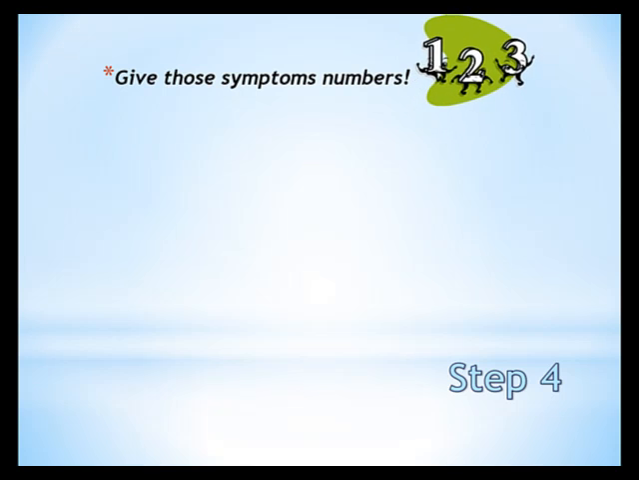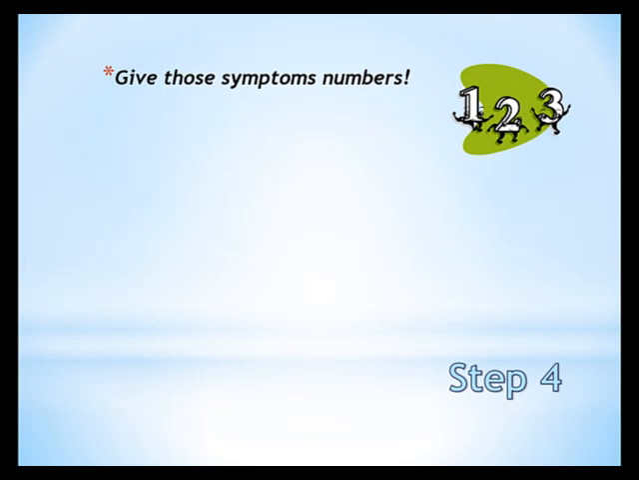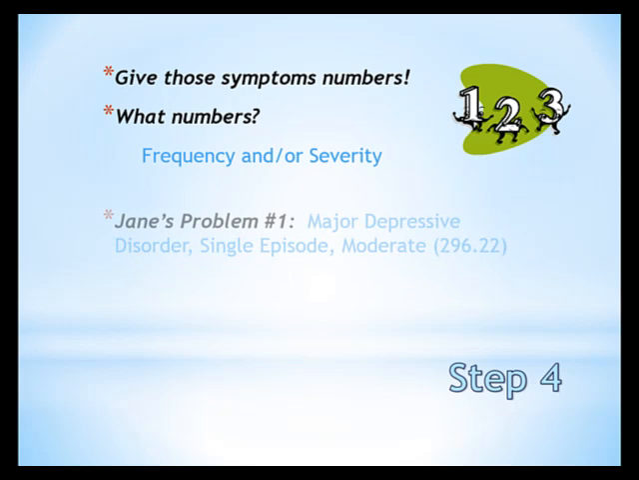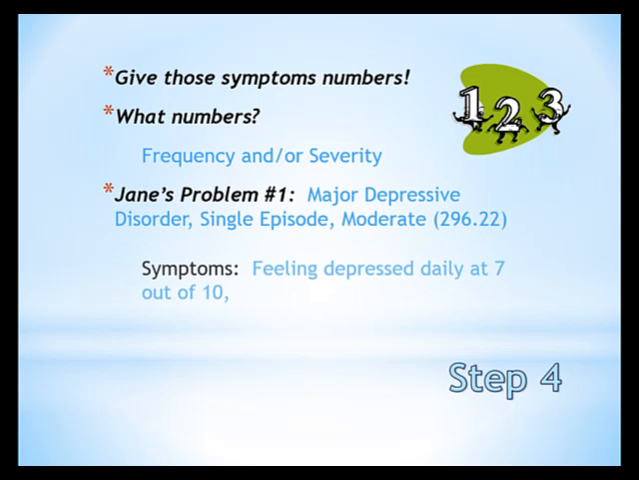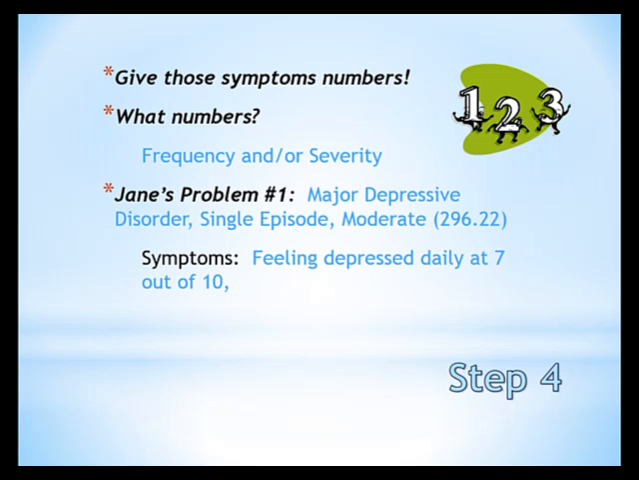Step 4. Work with your patient to give those symptoms numbers. In other words, make them measurable. We're aiming for frequency, how often, hourly, daily, weekly, etc., and/or severity, how much on a rating scale between good and bad. In Jane's case, let's say that she reports feeling depressed daily, that would be a frequency, and rates herself at a 7 on a scale of 0 to 10. 0 equals not depressed, 10 unbearable depression.